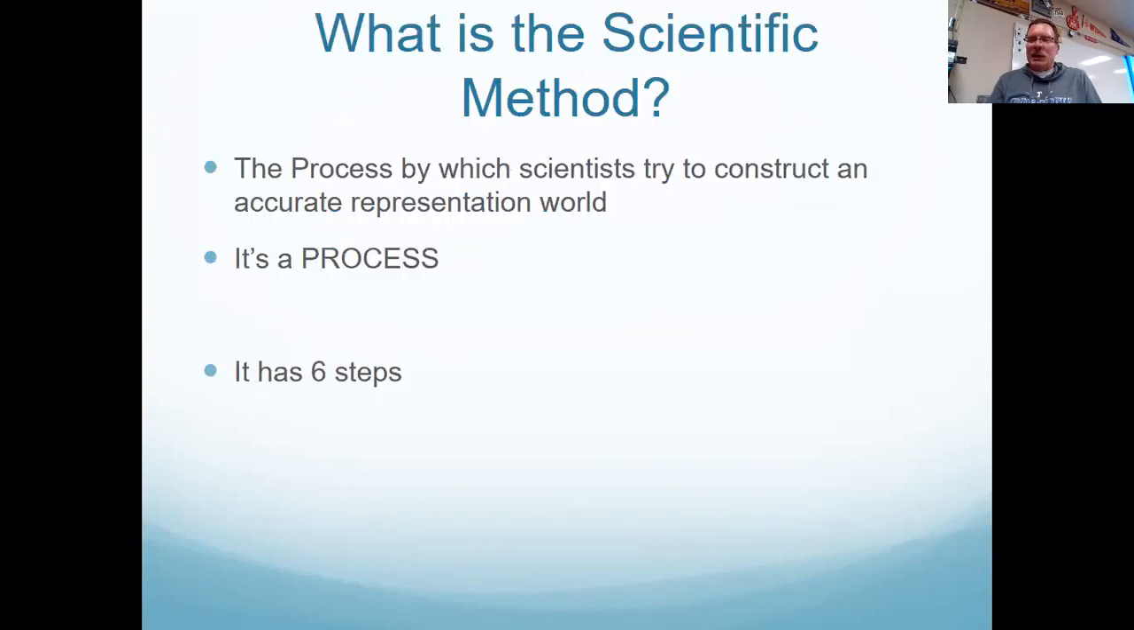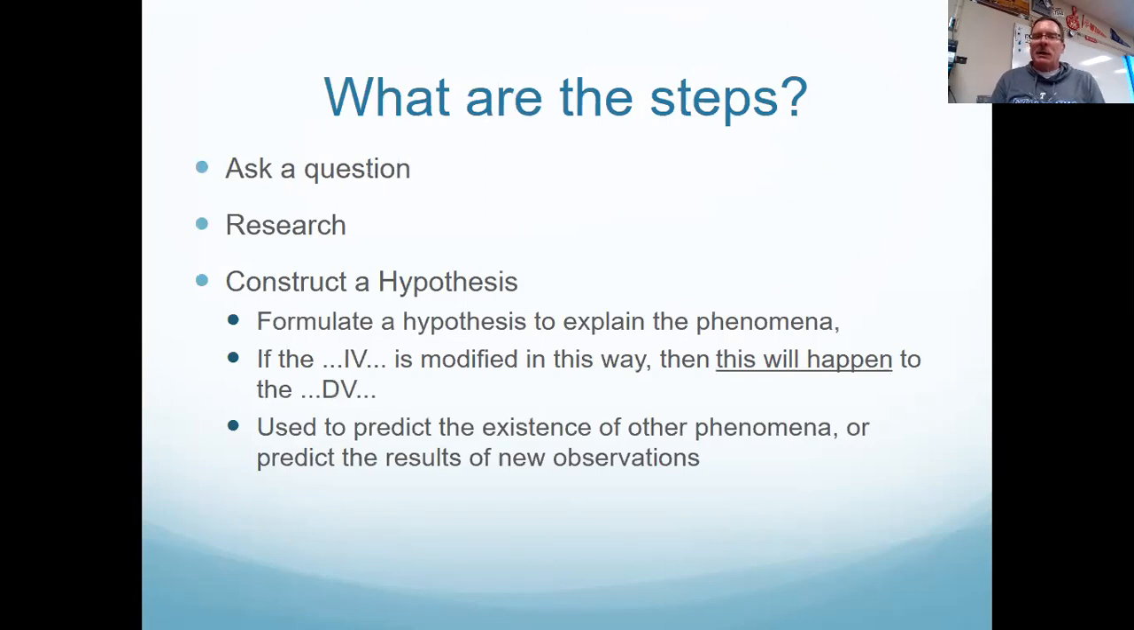First, what's a scientific method? And I'm not going to go into deep detail because we've seen this before and you're bright folks, but it's the process where scientists try to construct an accurate representation or data. And it's a process with 6 steps. And what are they? Number 1, you're asking a question. Something that you want to research or experiment or find or do whatever.